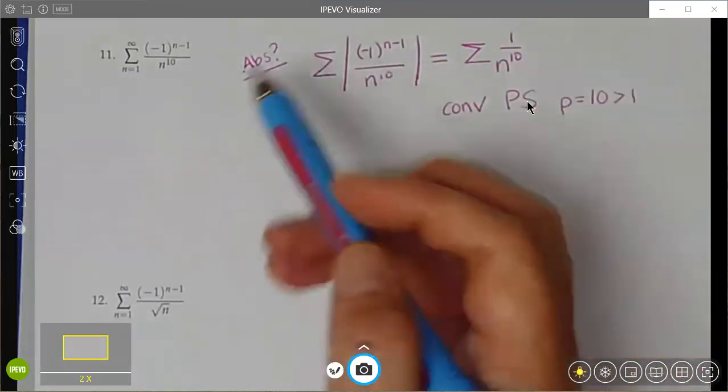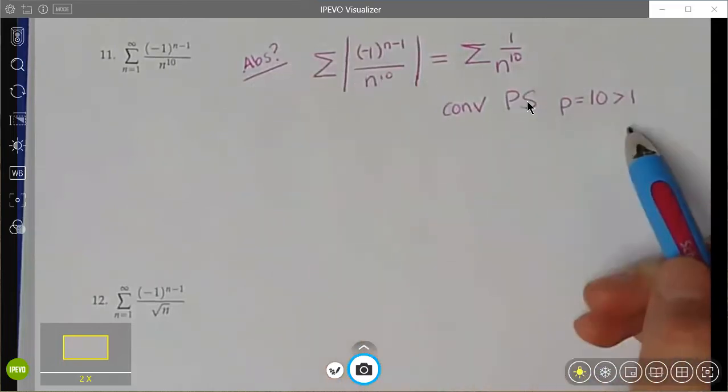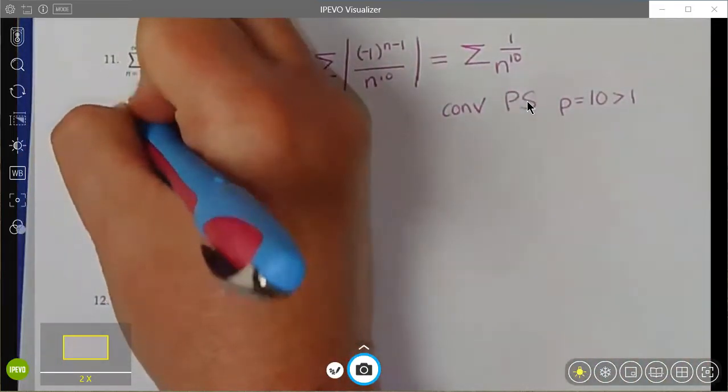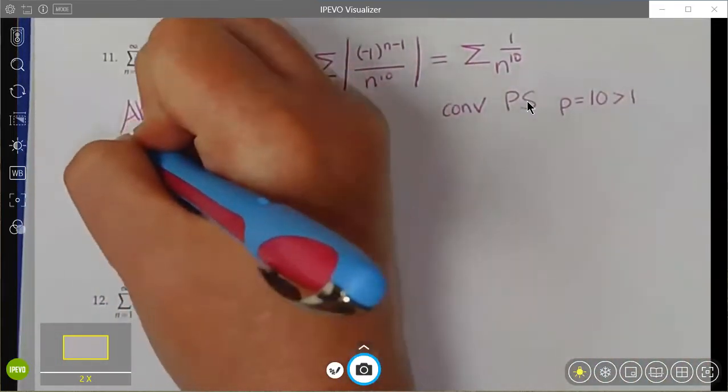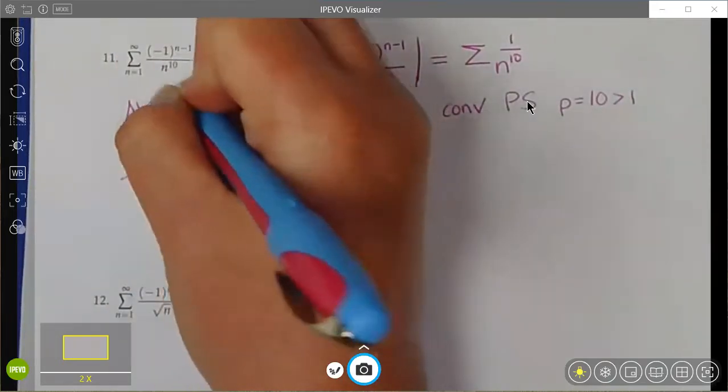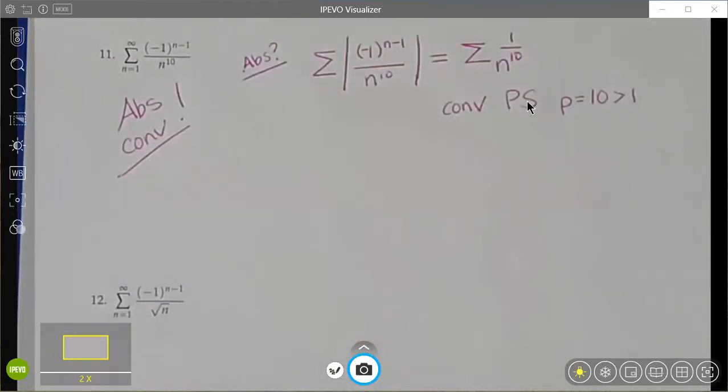Since I'm on the absolute convergence part of this and I got convergence, I'm done. This original series converges absolutely. Awesome.